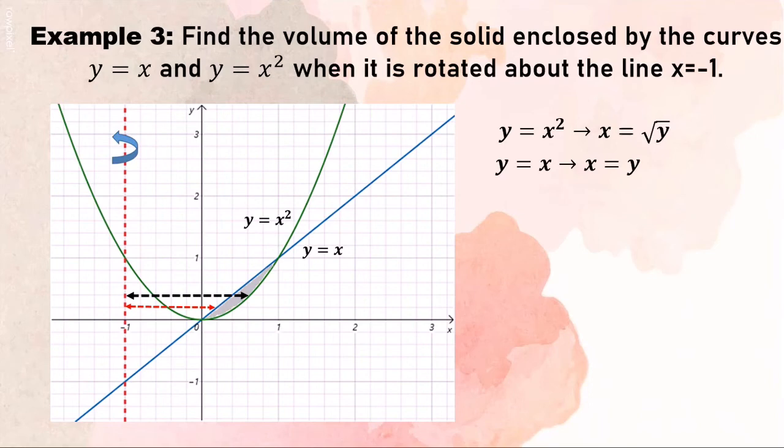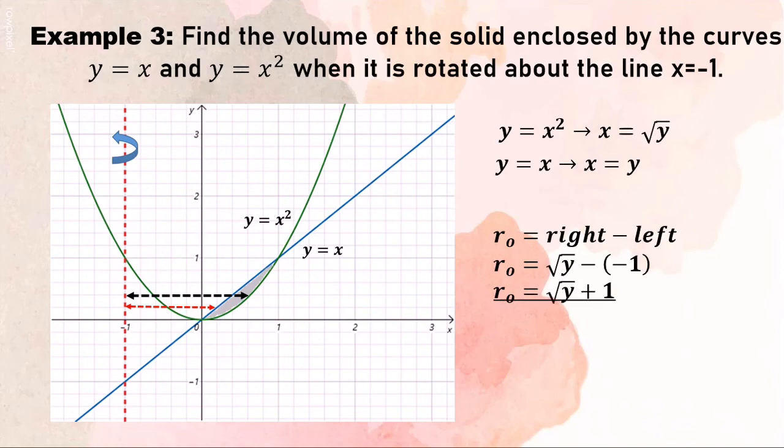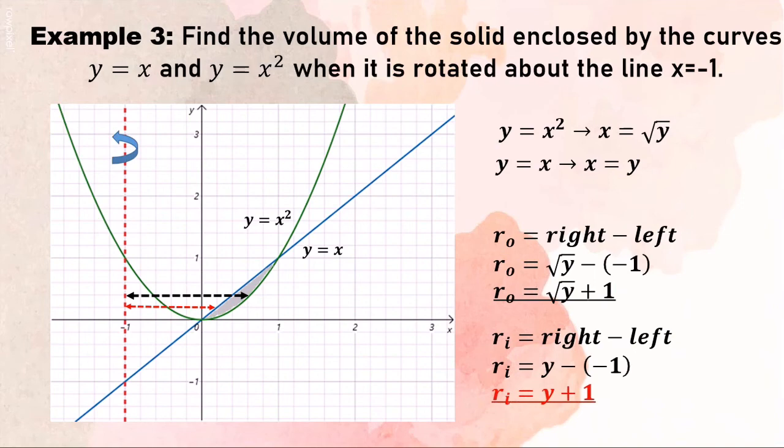So to find the outer radius and the inner radius, just use the right minus left. We use right minus left if the problem is rotated around the y-axis or parallel to the y-axis. So the value of the right is the square root of y minus the left, just negative 1, as you can see in the graph. Simplify, so the outer radius is equal to square root of y plus 1. And for the inner radius, again, subtract left from right. So we have here y minus negative 1. Simplify, so the inner radius is equal to y plus 1.